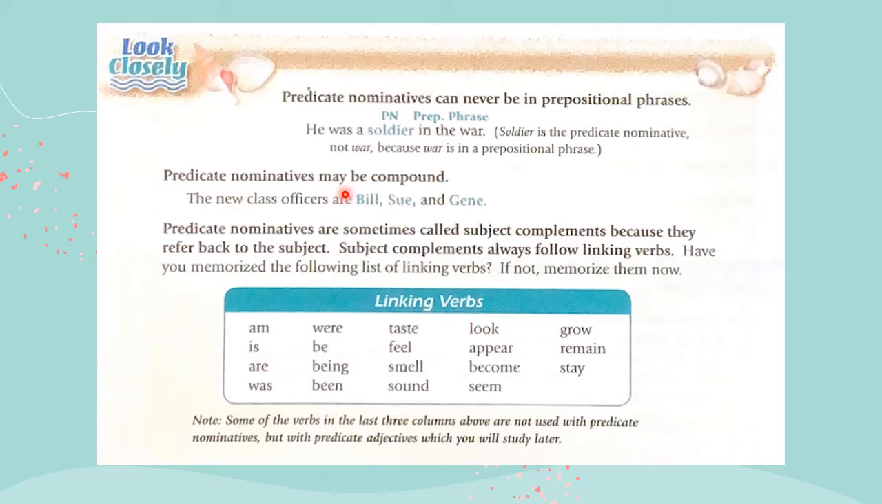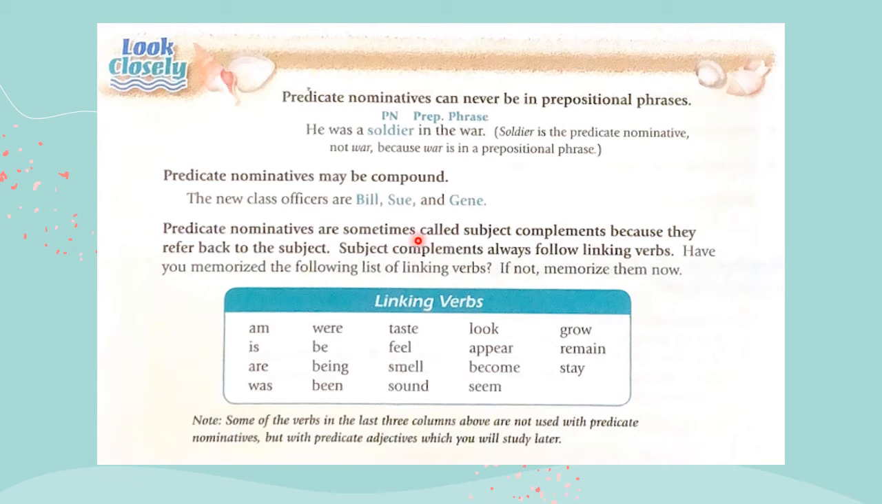Predicate nominatives may be compound. Remember, compound means you have more than one. The new class officers are Bill, Sue, and Jean. The class officers equal Bill, Sue, and Jean. It's all three of them.